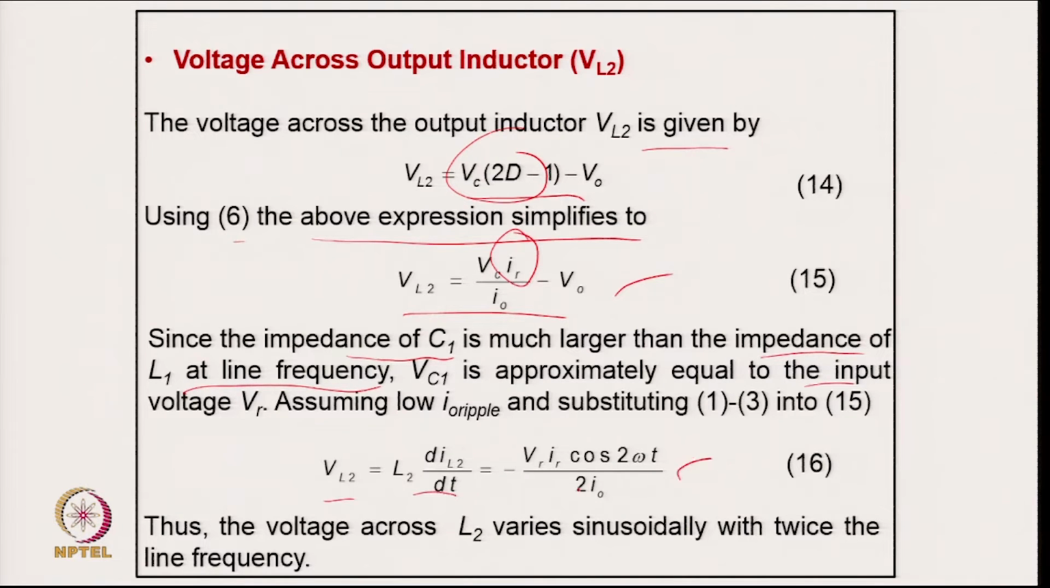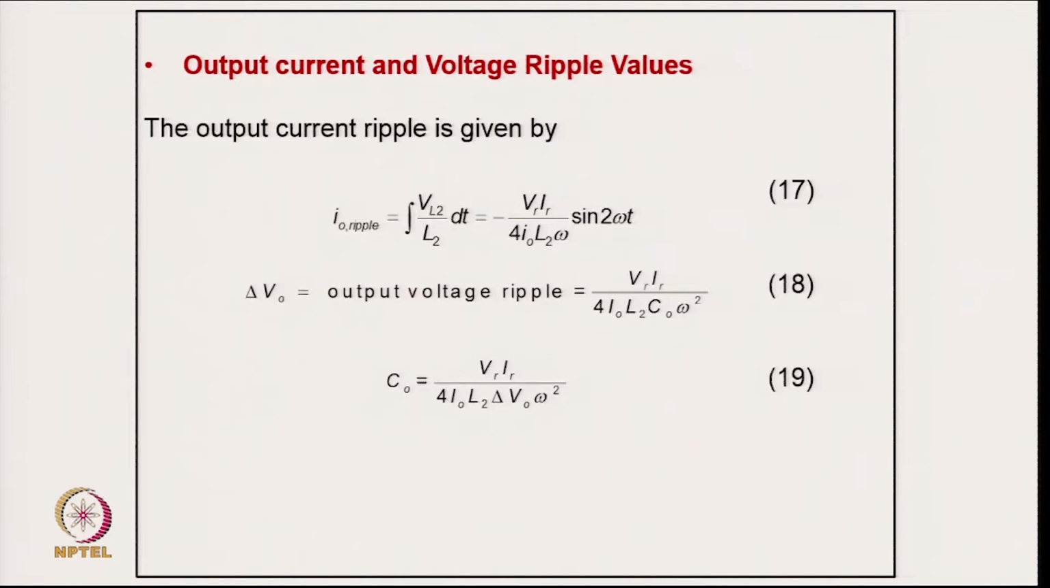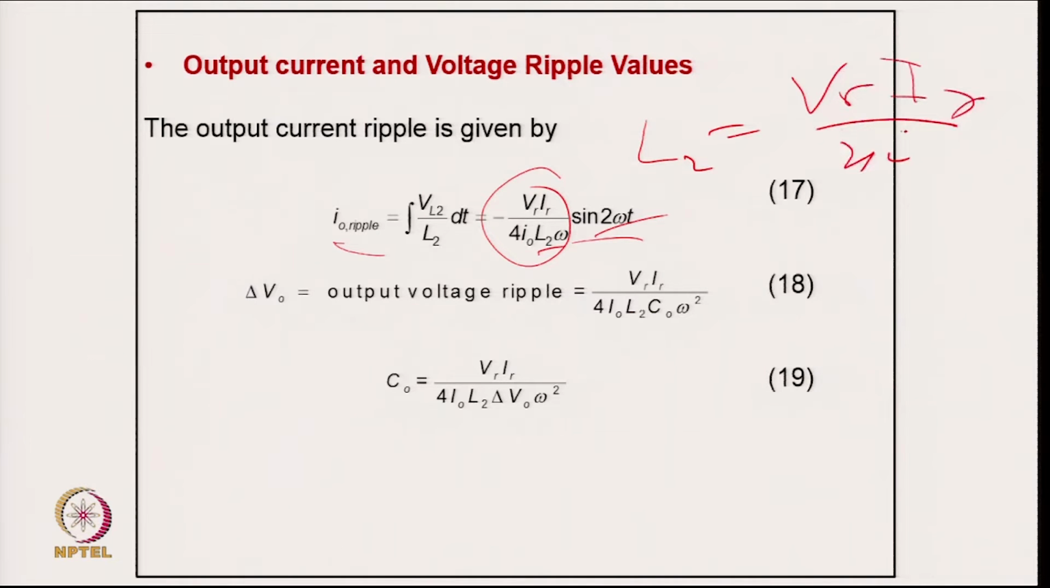and that will correspond to V r I r cos 2 omega t by 2 I 0, and from this you can find out the ripple current as a function of V L 2 upon I L 2, and this will correspond to a function of this. So, for maximum ripple this will be 1, and from a given ripple you can find out the value of the inductor from this relation. So, L 2 will be V r I r divided by 4 I 0 into omega and I ripple. So, the inductor value can be found.